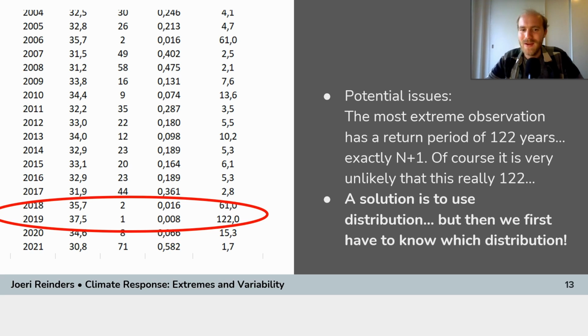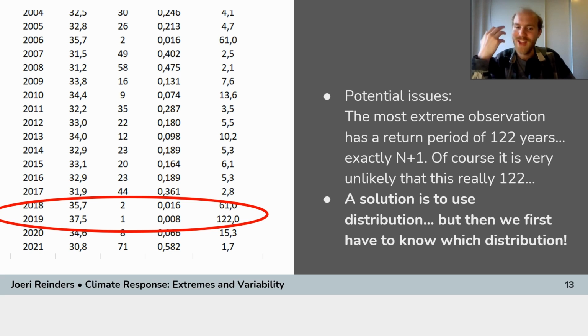However, there may be a few potential issues. One of them, for example, we can find when we look at the most highly ranked, our rank number 1 day, which was in 2019. It was a day which was 37.5 degrees in De Bilt, which is really, really high in the Netherlands. And of course, that has a very low exceedance probability, only 0.008. So there's only about a 1% chance to find that value. But it's based on our record, because you can see that the return period is 122, which is the number of years that were in our data set.